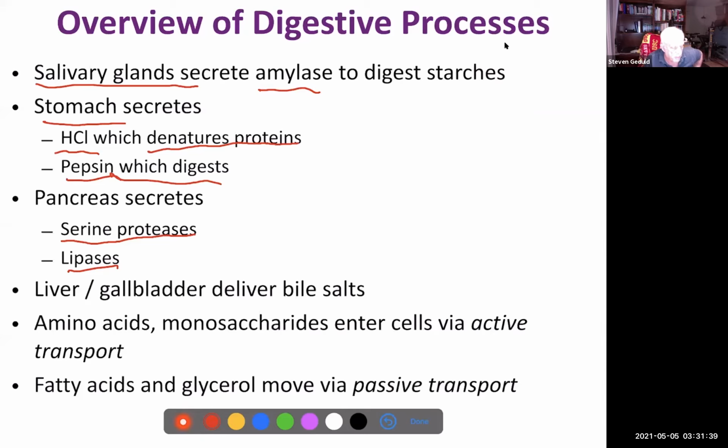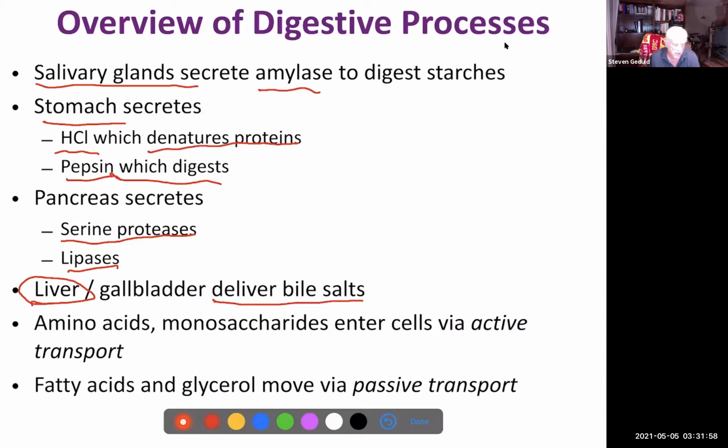The liver and the gallbladder deliver bile salts. The liver produces bile. The gallbladder does not. The gallbladder is just a storage unit. So a gallbladder stores bile for when it's needed, then it can release it. But the bile is actually produced in the liver.